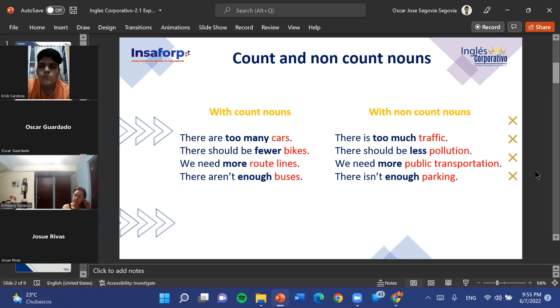The stores or the places that should take care of that, they don't really look at parking as a very important thing. So yeah, so we will need more parking.